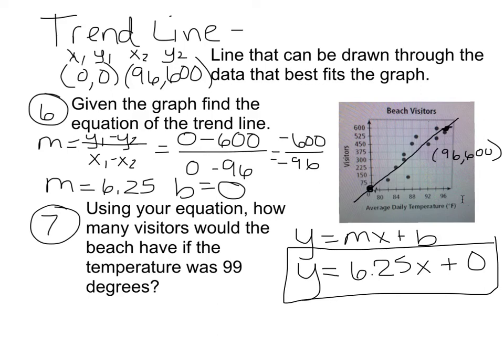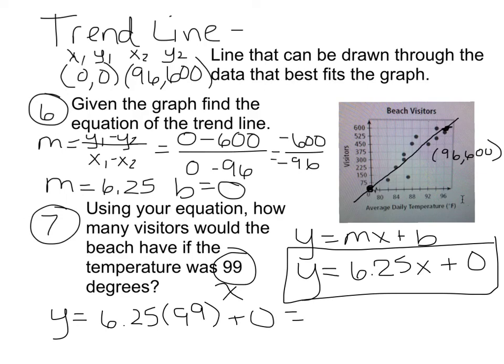Now, using your equation, how many visitors would the beach have if the temperature was 99 degrees? This is your x value, so you plug that in for x. y equals 6.25 times 99 plus 0, and you end up with 618.75. It doesn't make sense to have 0.75 of a visitor, so we're going to change this to 619 visitors.